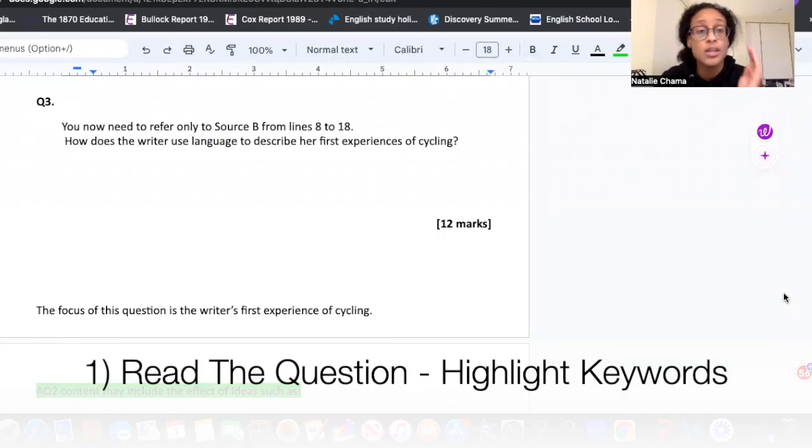So as you can see, this is question 3. You now need to refer only to source B from lines 8 to 18. How does the writer use language to describe her first experiences of cycling? As you can see, it's 12 marks.